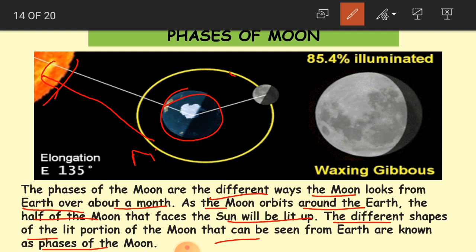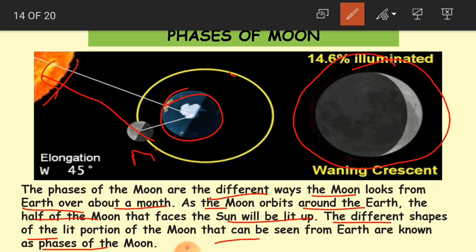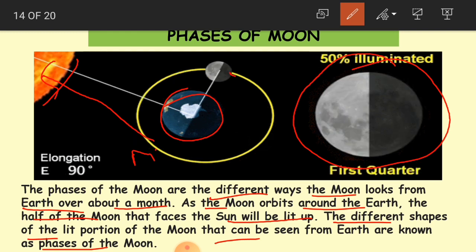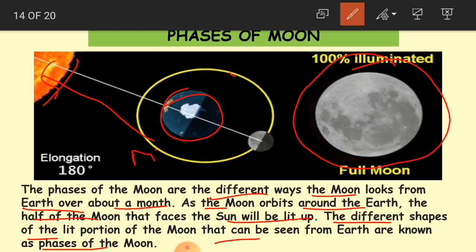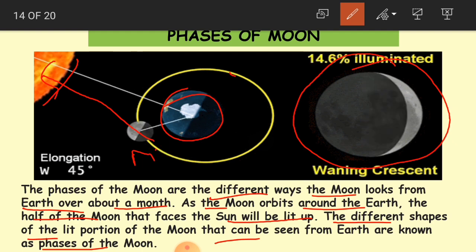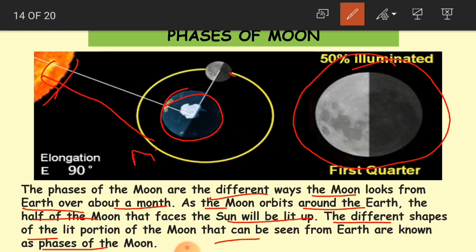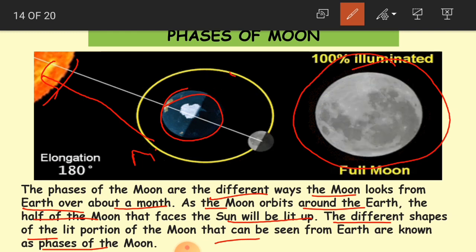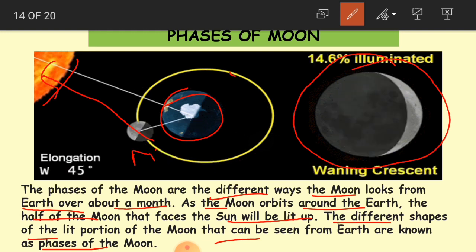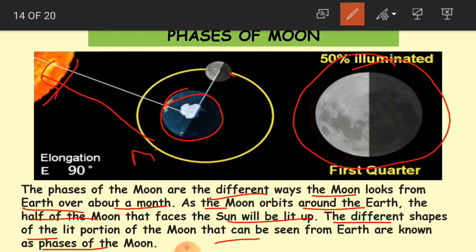See here children, here you can observe how the moon is going to change. If we start from the new moon, now waxing crescent, first quarter, waxing gibbous, full moon, waning gibbous, third quarter, waning crescent, new moon. Again this will be repeated. First quarter is nothing but the first week. Third quarter is nothing but the third week of a month. And in between you will have different shapes.